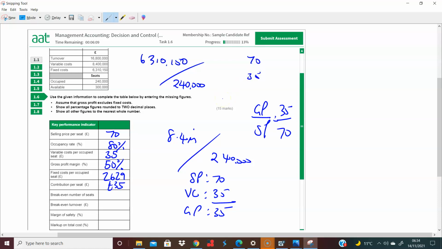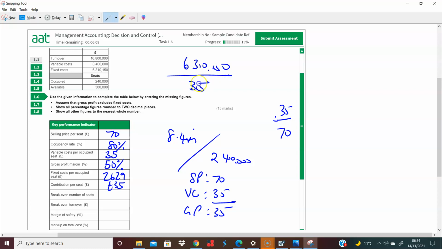Right. And therefore, when it talks about break even, literally it is how many seats we need to sell to be able to pay off our fixed costs. And so really all they're asking you to do here is to go ahead and say fixed costs of 6,310,150, divided by contribution of 35. Let's find out how many units we need to sell.